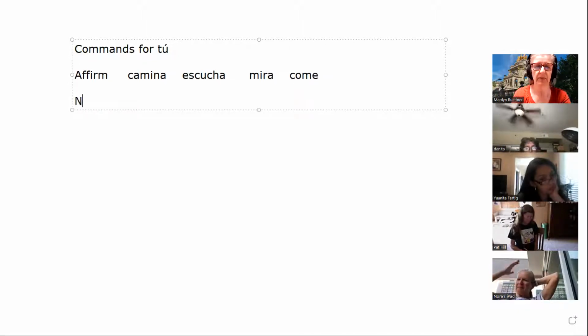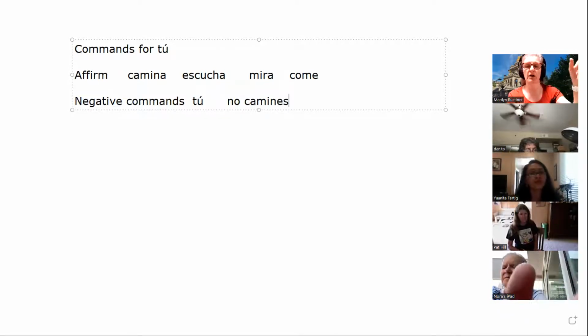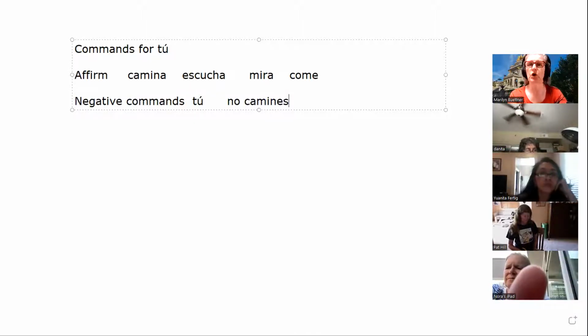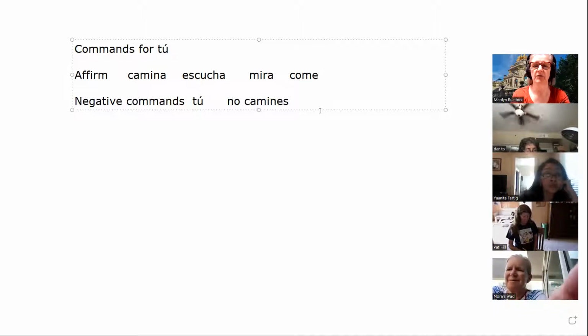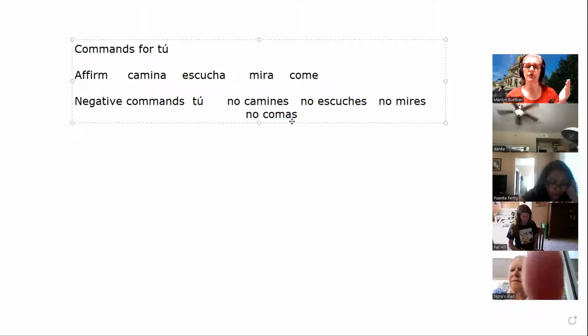But negative tú commands change the verb around, but only when it's tú. So it becomes no camines allá, don't walk there. No camines por allá, don't walk over there. It becomes no escuches. It becomes no mires. It becomes no comas.